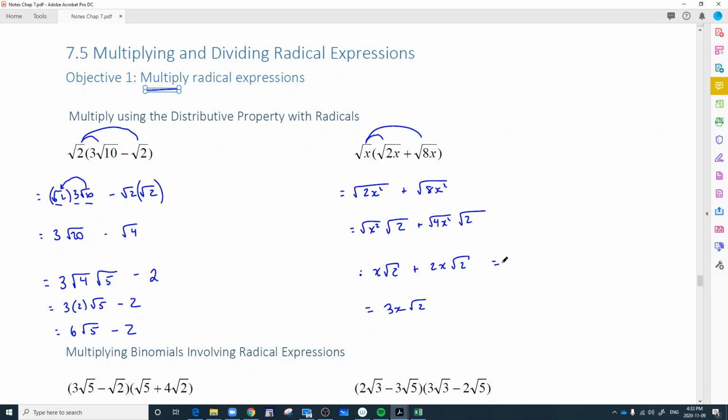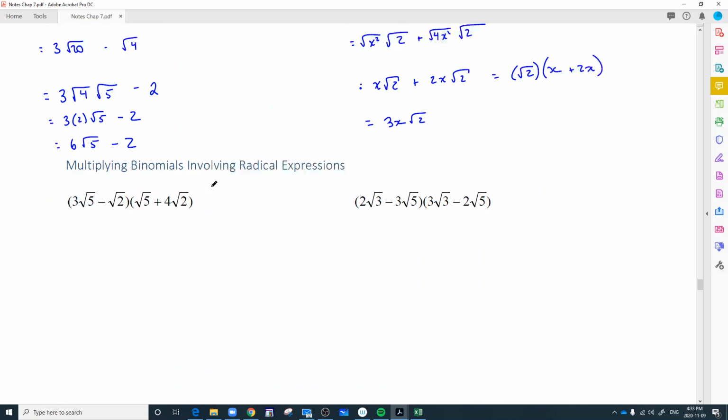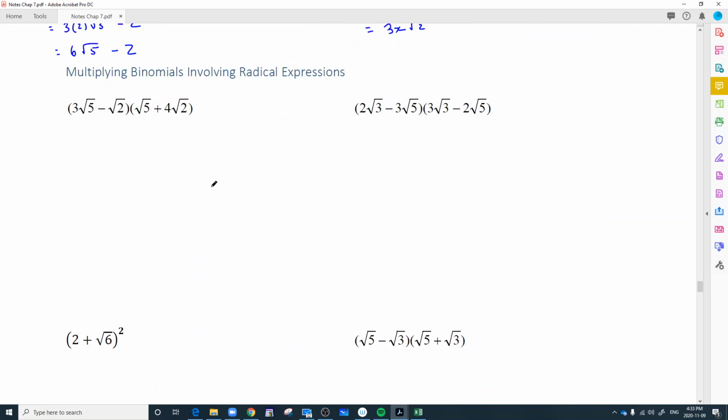And again, if it helps you to see it, you can see that they have a common factor of root 2, and then if you factored out the root 2, you'd be left with an x. If you factor out the root 2, you'd be left with a 2x, and maybe that helps you see that 3x times root 2.